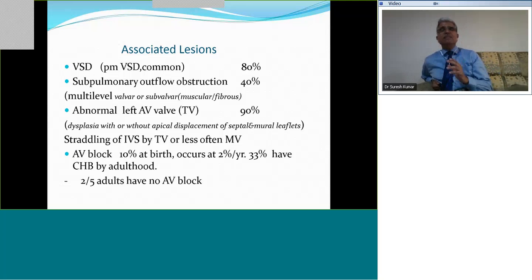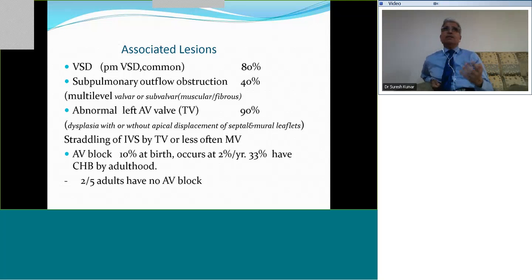And the left AV valve is very frequently abnormal. It may be dysplastic with thick or abnormal valves. There may be an apical displacement of the septal and mural leaflets, thereby qualifying to be called an Ebstein's anomaly. But it is unusual for gross displacement of the septal leaflet to occur. And once there is a VSD, the AV valve, more often the mitral valve, more often than the tricuspid valve, may straddle.